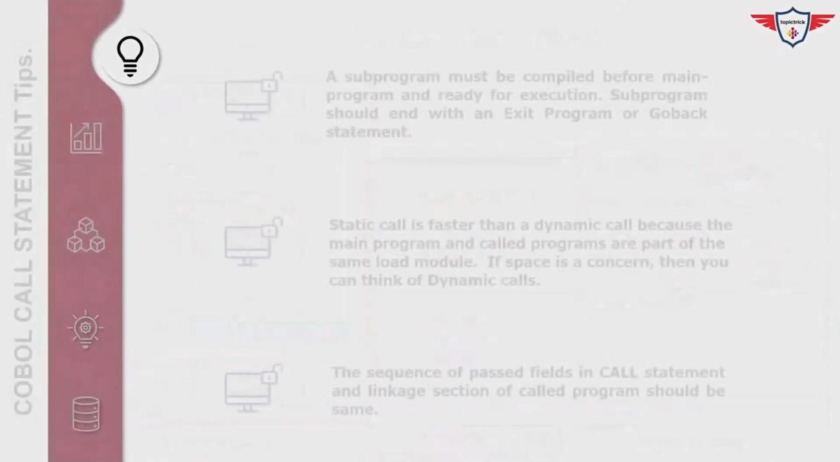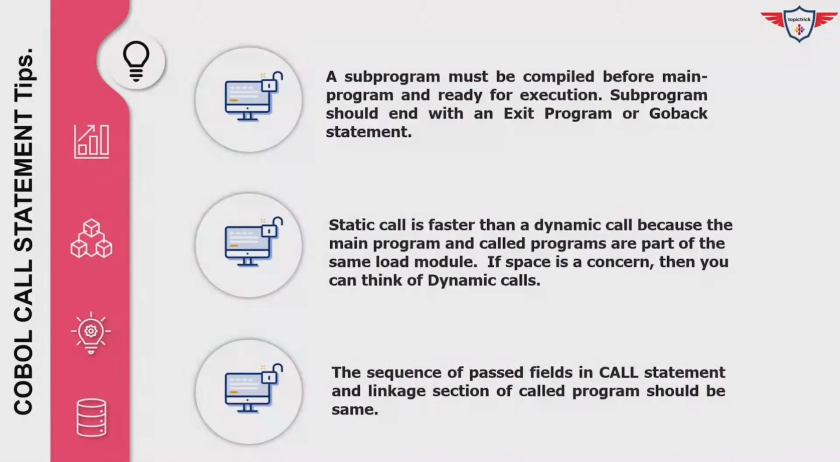Now let's go through a couple of important points related to the COBOL call statement. The first point is that a subprogram must be compiled and it should be ready for execution before you actually compile your main program. And you should always use exit program or go back statement in your subprogram. You should never use stop run.